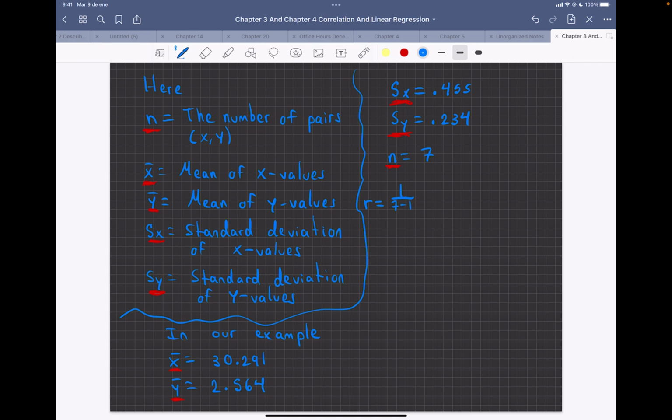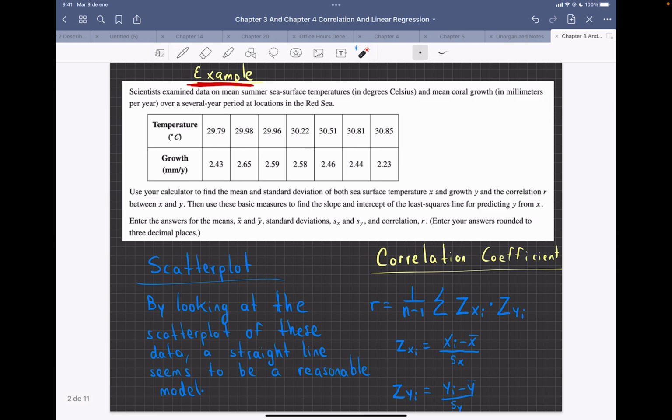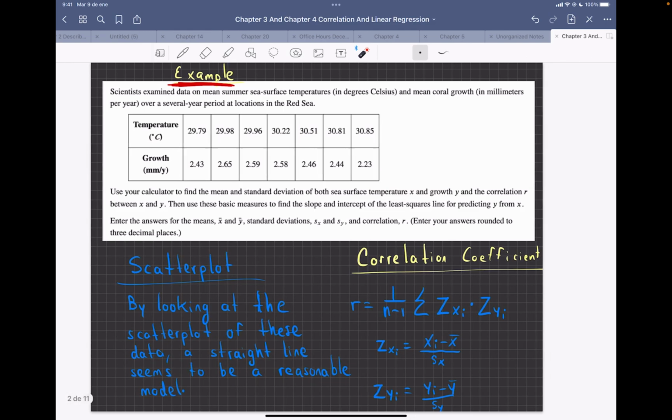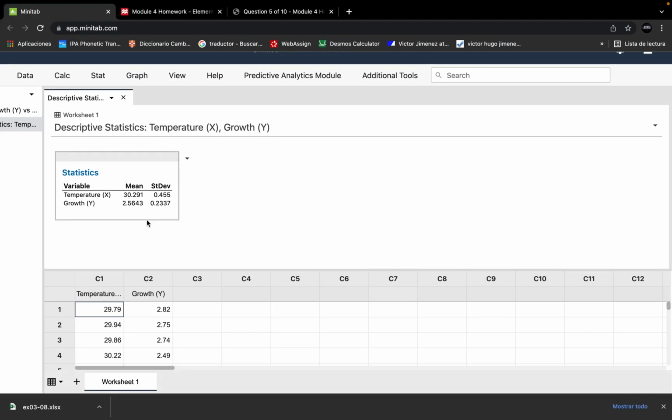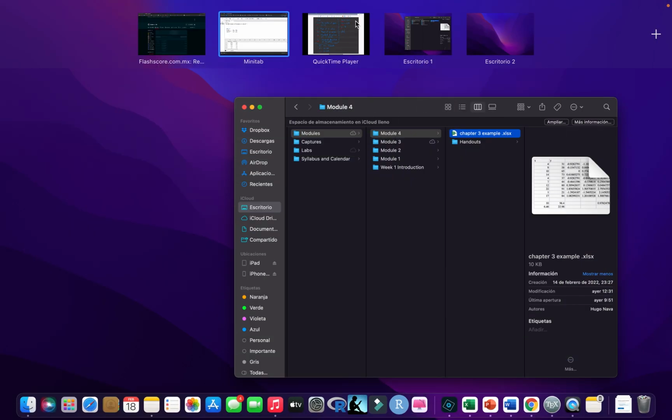7 minus 1 times, what is the meaning of this notation? This is the sigma notation. If you have taken the course Calculus 2, you learned about this notation. It's only one way to indicate the sum. So we have to sum over all the i's from 1 up to 7, because we have 7 values. So in this case, 1 over n minus 1 is going to be times the first x value. What is the first x value? It's 29.79.